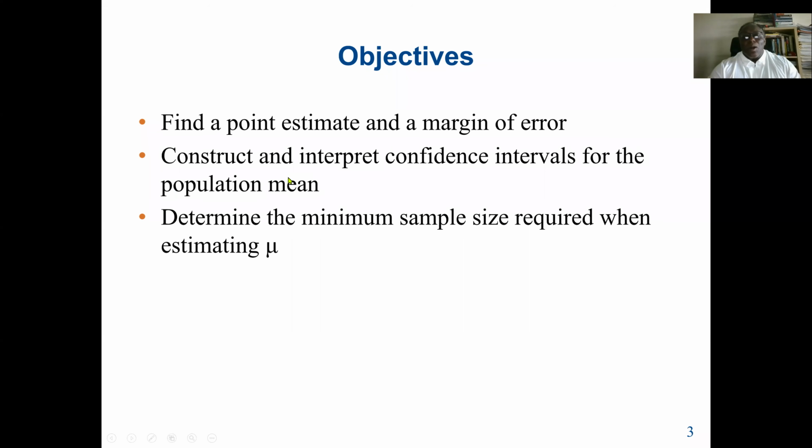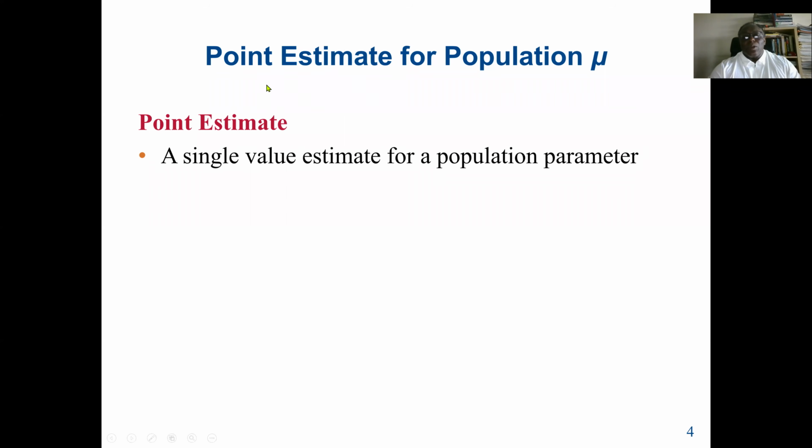So our main topic is confidence intervals for the mean. Our main objective is to learn how to find the point estimate and also the margin of error. We're also going to learn how to construct and interpret the confidence interval for the population mean, and how to determine the minimum sample size required when estimating the population mean. So let's start with the point estimate for population mean.